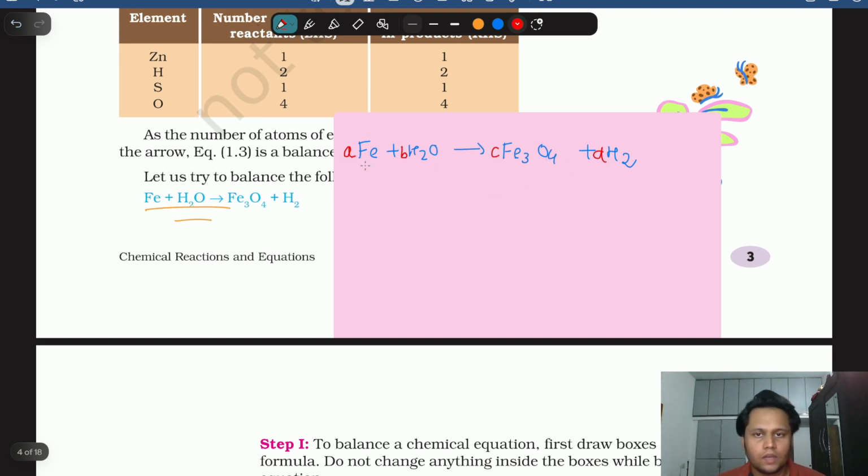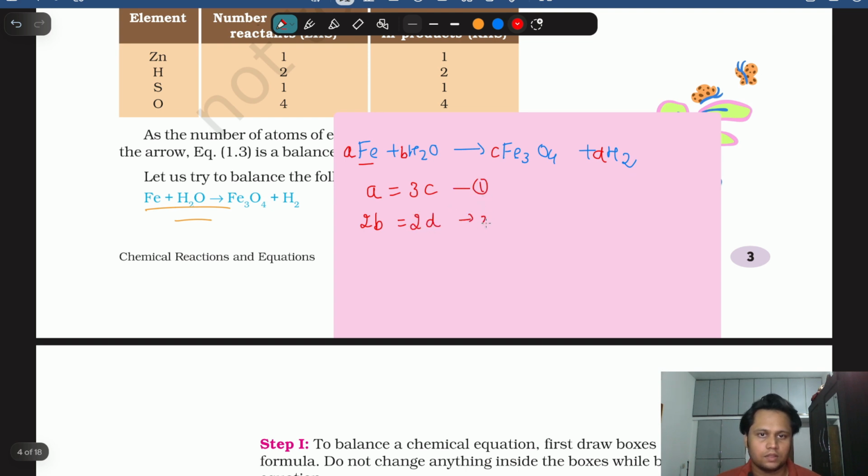So the first thing what we have to check is how many Fe are there in the left hand side. So there is only one Fe, right? So what is the coefficient of Fe? A. A is equal to how many Fe are there in the right side? 3. So what is the coefficient? C. So 3C. Now second, see how many hydrogen is there? 2 hydrogen. 2B. 2B is equal to how many hydrogen here? 2, right? What is the coefficient? D. So 2D. This is first equation.